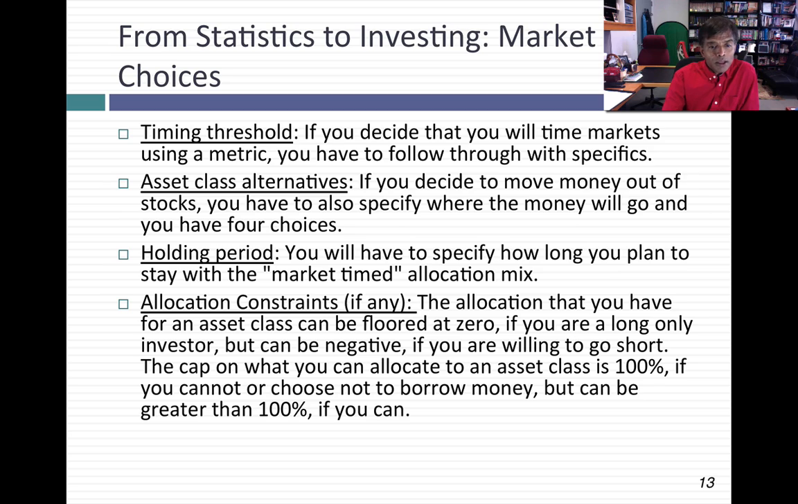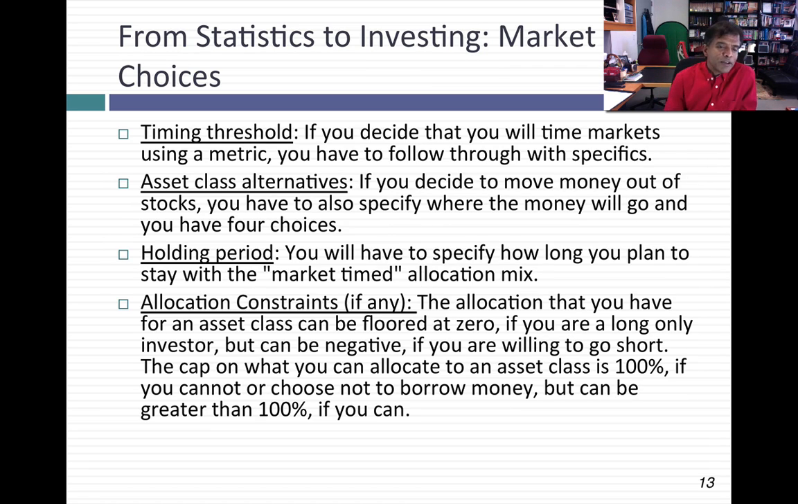And you got to tell me whether you will go below zero. What is going below zero? If you think stocks are overvalued, would you be willing to sell short? That's what I mean by allocation constraints. At the other end, you can go from 60 to 80 to 100 if you think stocks are underpriced, but will you go above 100? What does that mean? You're borrowing money to buy stocks. So again, you got to be specific about your timing strategy.